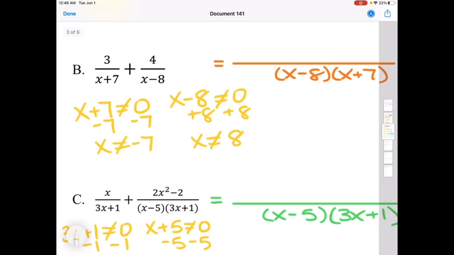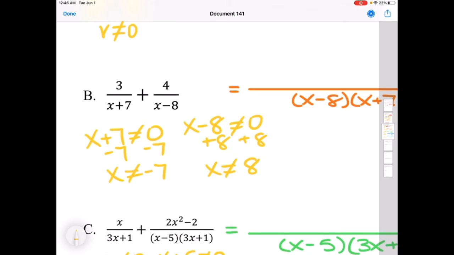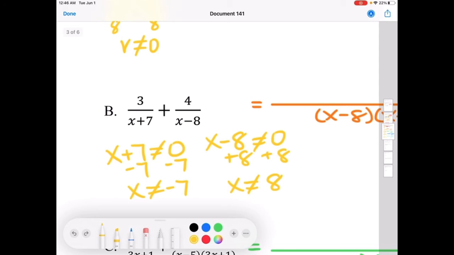Letter B, we have 3 over x plus 7, and we're going to be adding 4 over x minus 8 to it. We do not have a common denominator here, and in order to have a common denominator and add all of our numerators together, what we have to do is multiply this 3 over x plus 7 by x minus 8, and we have to multiply the 4 over x minus 8 by x plus 7. Again, whatever you do to one, you must do the other. So whatever you multiply the numerator, you must multiply that by the denominator, and vice versa.